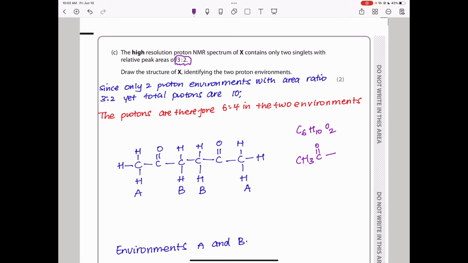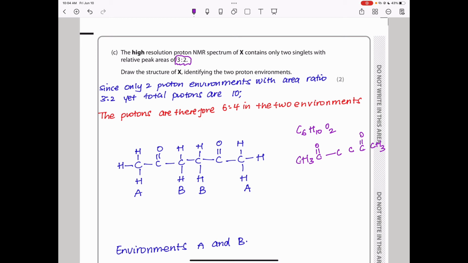So let's see. They said draw the structure of X identifying the 2 proton environments. So these are 6 carbons, and we have this side, and there is another oxygen on the other side. If you position the other carbons, 1, 2, 3, 4, 5, 6, it means this one should have a CH3 on the other side because it's at the end. We already used up 6 hydrogens, so these ones cannot be fully formed. They cannot all be alkyl, maybe CH2, CH2, CH2s. It means there is possibly another oxygen there. So maybe this is a dimethyl ketone.